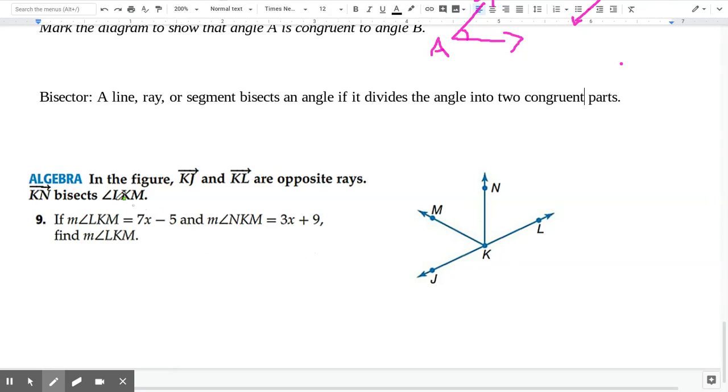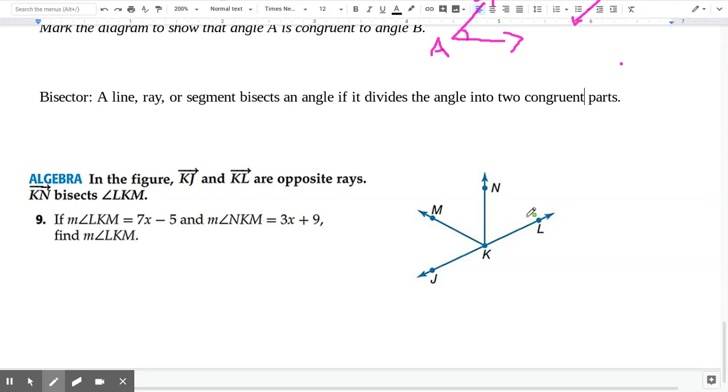Something else to note in our instructions is that ray KN bisects angle LKM. So again, read that again. KN is bisecting. KN is cutting in half. What is it cutting in half? This angle. So don't reverse what it said. Read from left to right.